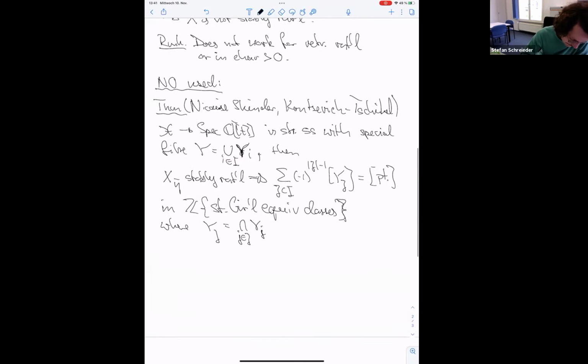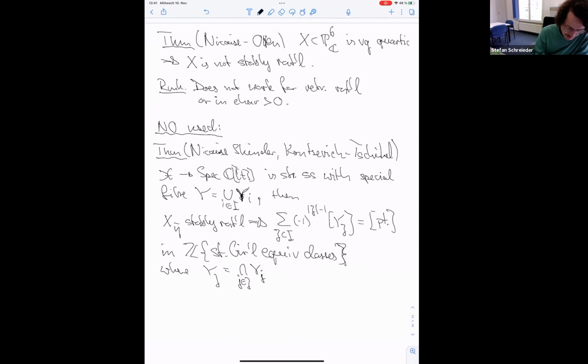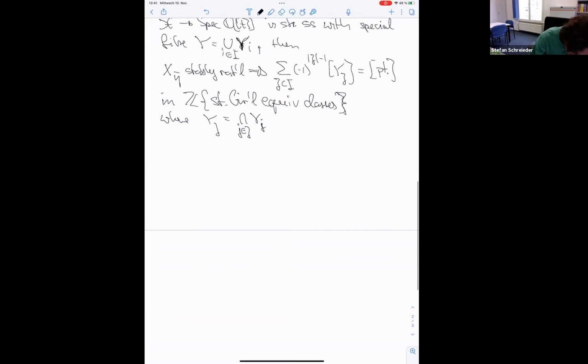And now let me recall what Nicaise and Ottem do. They just write down a semi-stable degeneration of quartics where this equality is not satisfied, and then they're done. So let me prove it. Proof of the Nicaise-Ottem theorem. Well, you have to find a nice degeneration, and the one they use is the following.